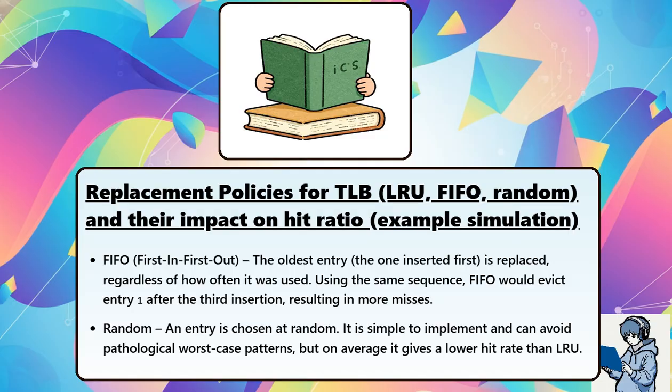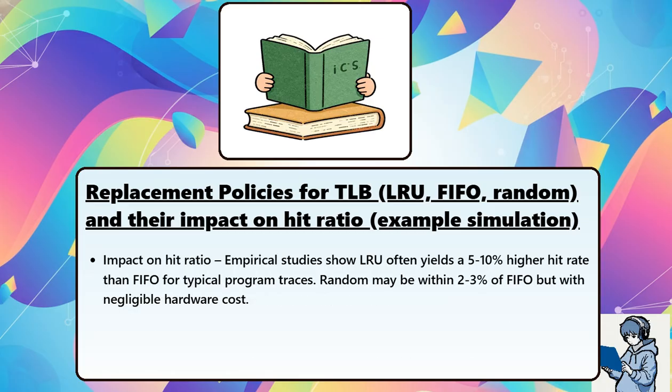Random - an entry is chosen at random. It is simple to implement and can avoid pathological worst-case patterns, but on average it gives a lower hit rate than LRU. Impact on hit ratio - empirical studies show LRU often yields a 5 to 10% higher hit rate than FIFO for typical program traces. Random may be within 2 to 3% of FIFO, but with negligible hardware cost.